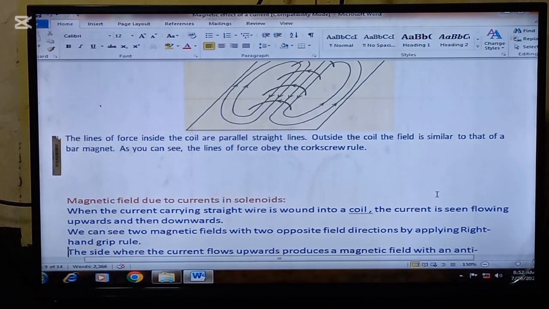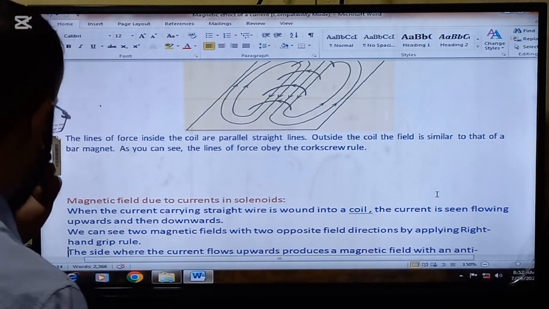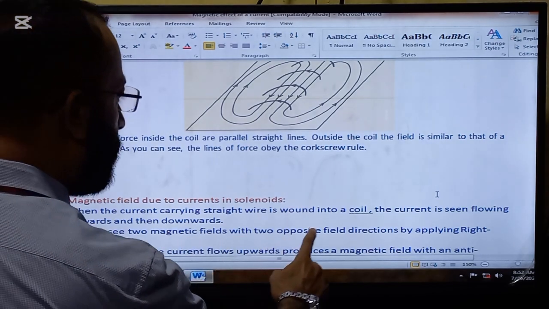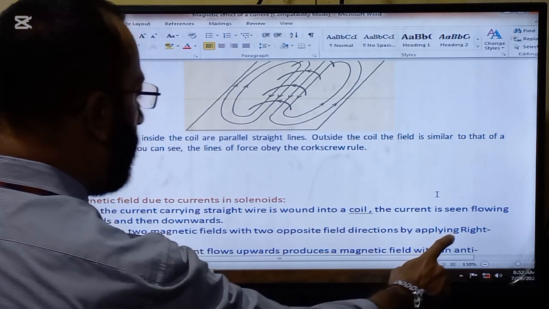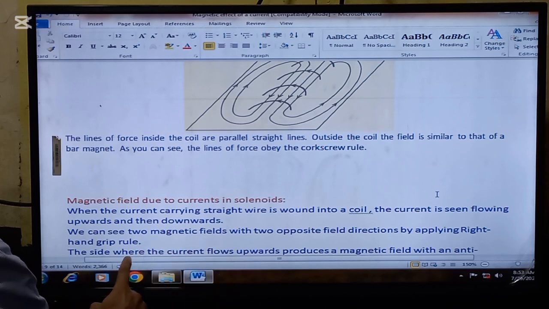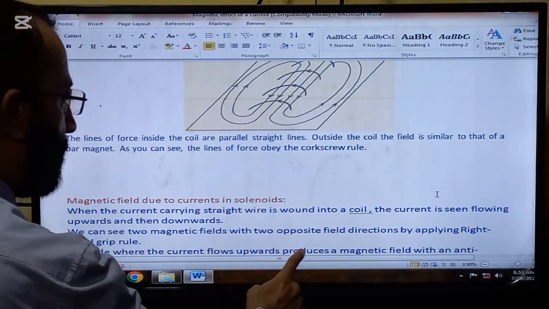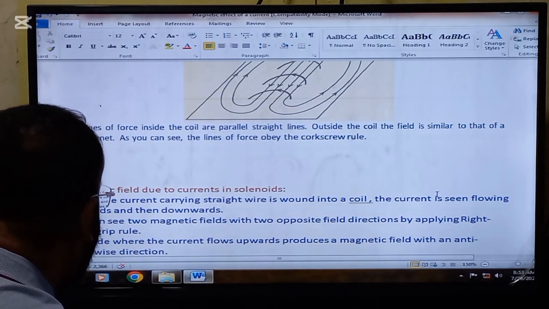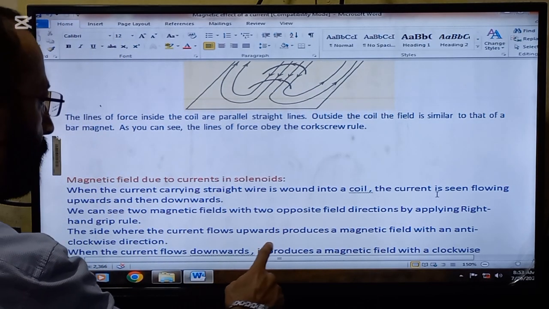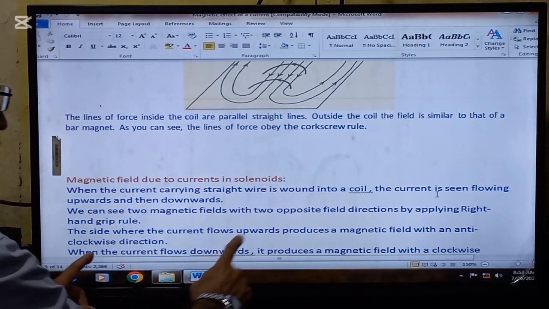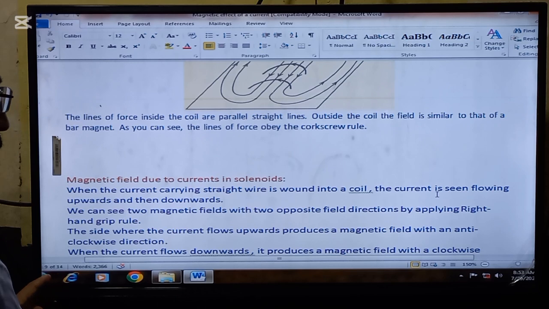Magnetic field due to the current in the solenoid. So this is another very important point, so concentrate. When a current-carrying straight wire is wound into a coil, the current is seen flowing upward and then downward. We can see two magnetic fields with two opposite field directions by applying the right hand grip rule. The side where the current flows upward produces a magnetic field with an anti-clockwise direction. So these two points are very important to be noted.